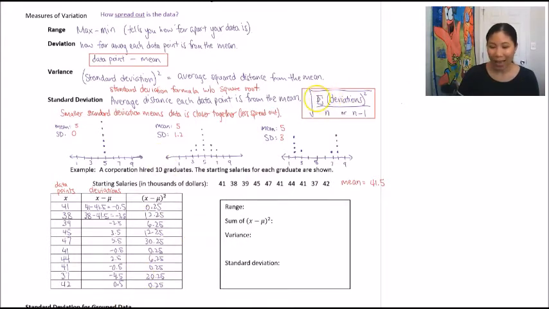So now I just want to add everything together. Adding up all my squared deviations, I'm going to get 88.5.